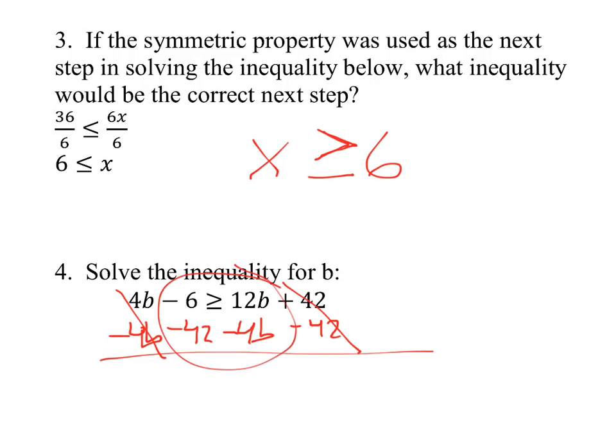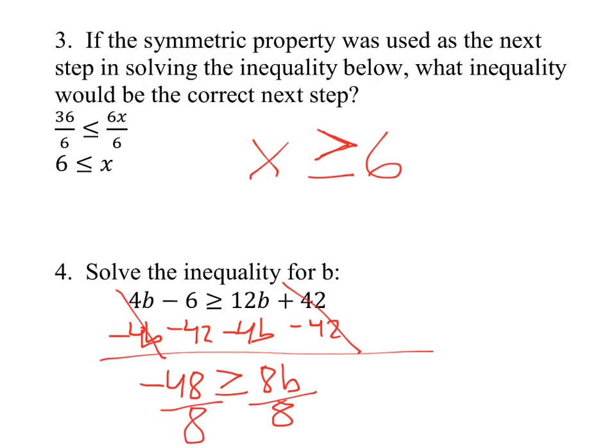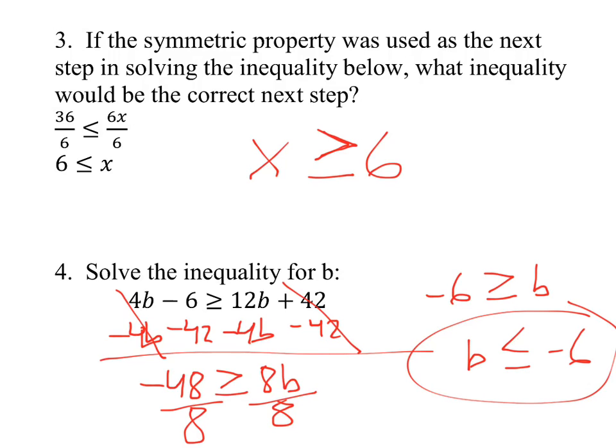Now we just got to simplify some of this stuff. Negative 6 minus 42 gives you negative 48. And the inequality in the middle is still the same. 12b minus 4b is 8b. And now we just need to get rid of the 8 in front of the b. And on the left side, we're going to have negative 6. The right side, we're going to have b. And just like the symmetric property up here, we're going to change what's on what side. So b is going to be less than or equal to negative 6. And now I'm done.